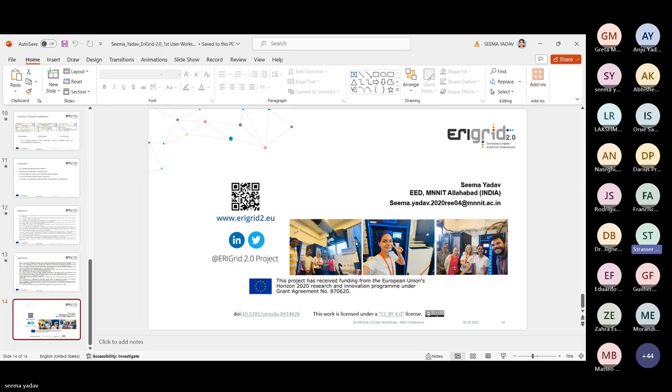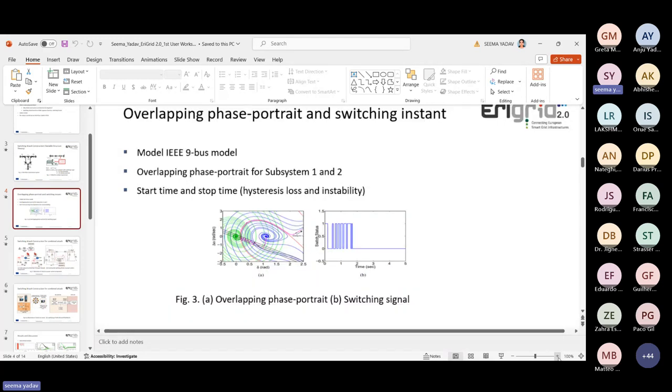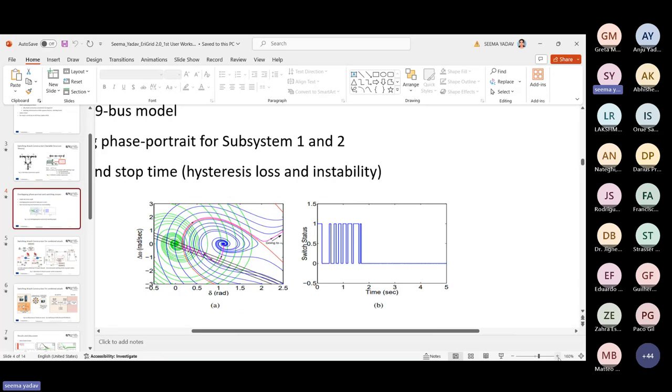The question from Andres is, in the phase portrait, which one is subsystem one and which one is subsystem two? Okay. In the phase portrait, the green one is subsystem one, representing the circuit breaker closed, and the blue one is subsystem two, representing the circuit breaker open. The black diagonal lines are the sliding surface, and the magenta line is the interaction between these two subsystems, representing different switching intervals. Was I able to answer the question?